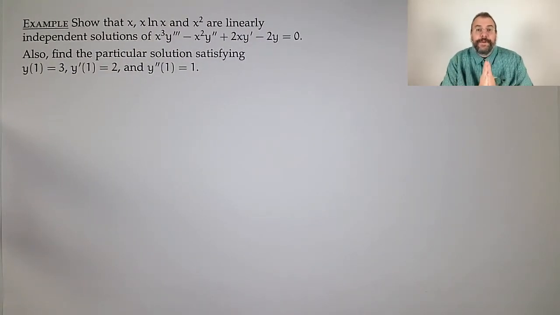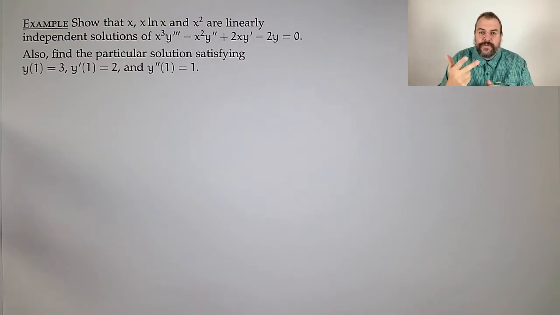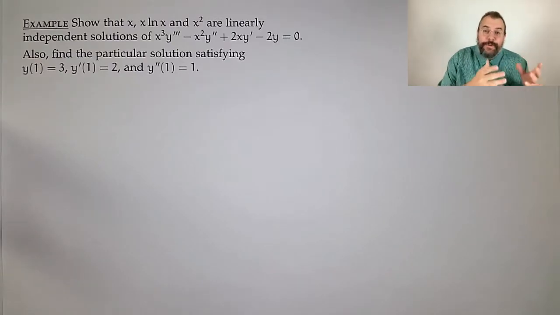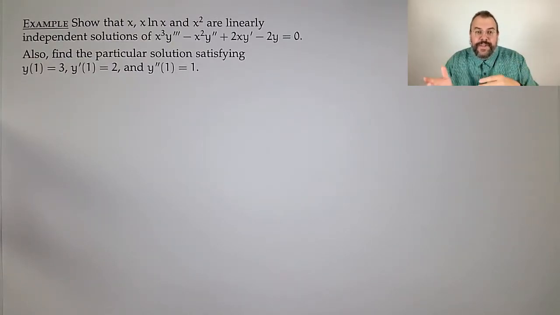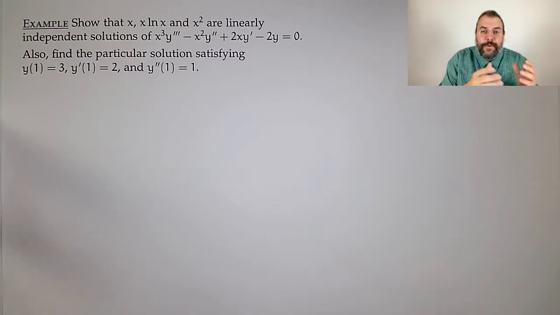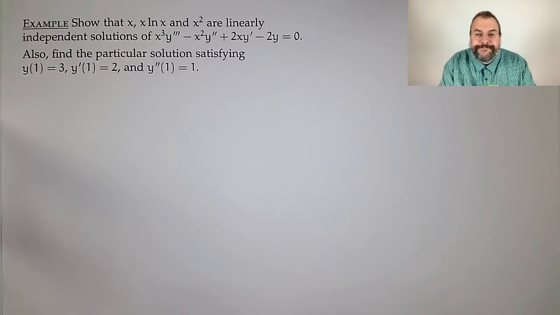Okay, so here we go. Show that x, x log x, and x squared, so we have 3 functions, are linearly independent solutions of x cubed y triple prime minus x squared y double prime plus 2xy prime minus 2y equals 0. And then also find the particular solution satisfying y(1) equals 3, y prime of 1 equals 2, and y double prime of 1 equals 1. Okay, let's go back to the first sentence.